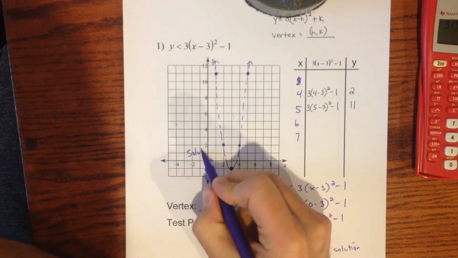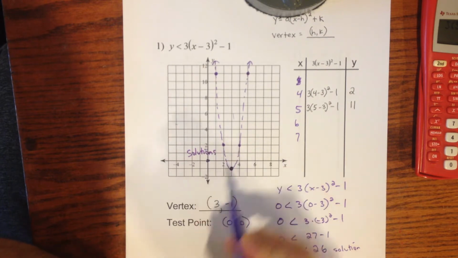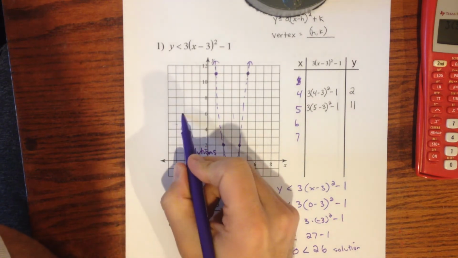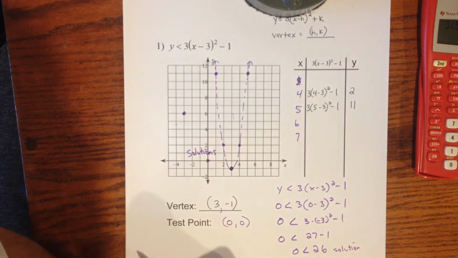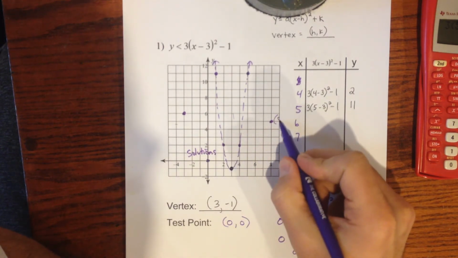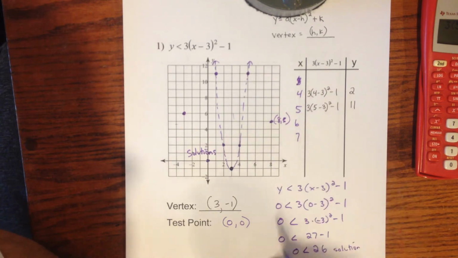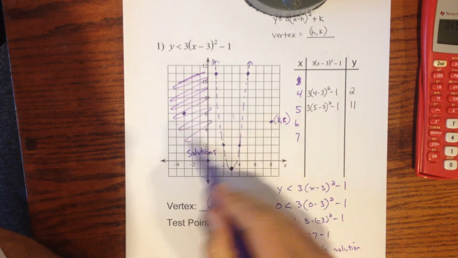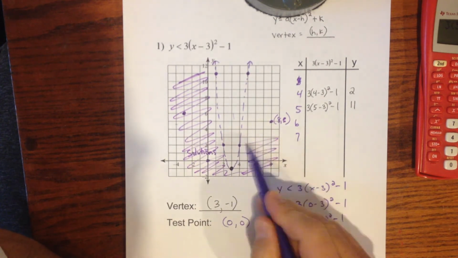So our solutions are out here. Not only is this point a solution, but everything, if I tested that point there, it would work. If I tested that point out there, that's 8, 5, that would also work. It would come out as a true statement. So therefore, I'm going to shade on the outside.